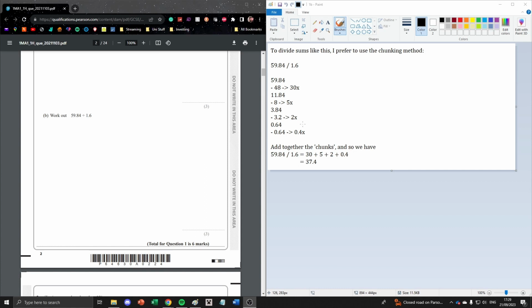This is where a bit of our knowledge is going to come in. We can think that 64 is 4 times 16, and so there's going to be some simple relation between these two. We could see that 0.64 is 4 times 0.16, and so it's going to be 0.4 times 1.6. So we've got all of these chunks that we've taken out, and we just add them together. So 59.84 divided by 1.6 is 30 plus 5 plus 2 plus 0.4, which gives us 37.4.